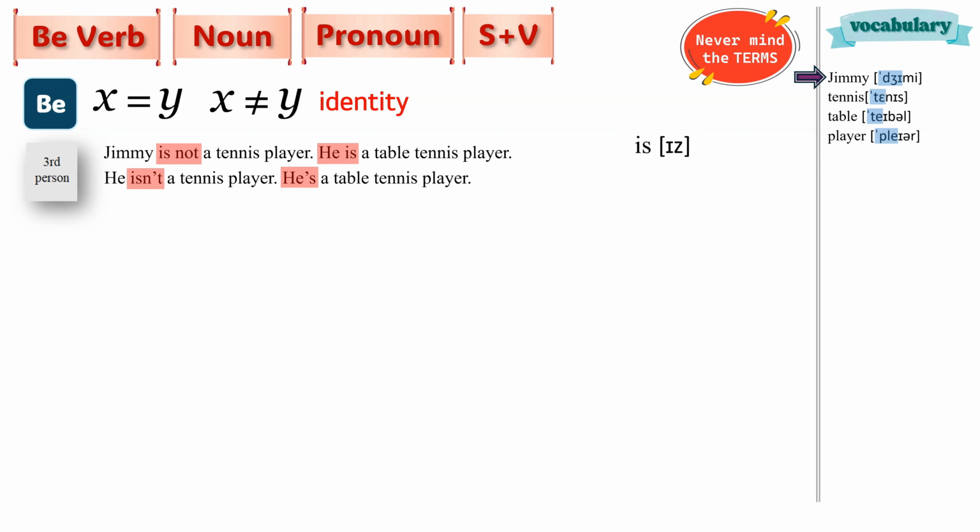Jimmy is not a tennis player. He is a table tennis player. He isn't a tennis player. He's a table tennis player.